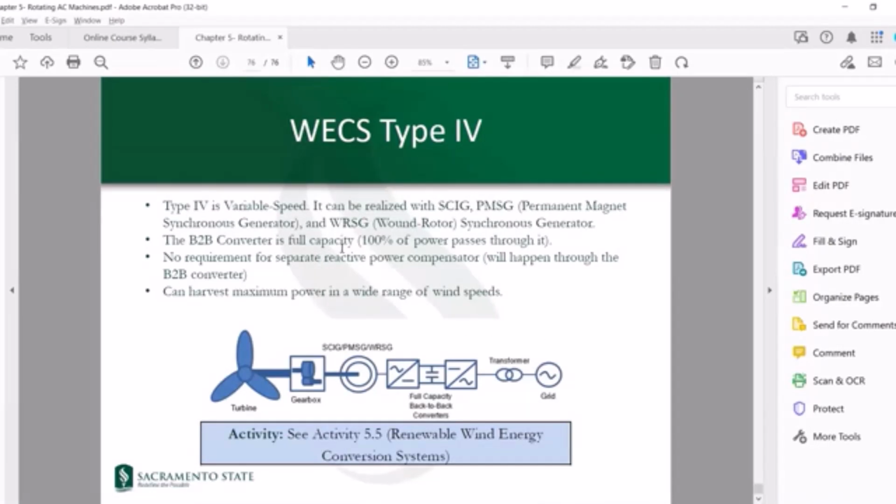These are the most expensive ones, but also the most versatile ones. They can harvest maximum power in a wide range of wind speeds.